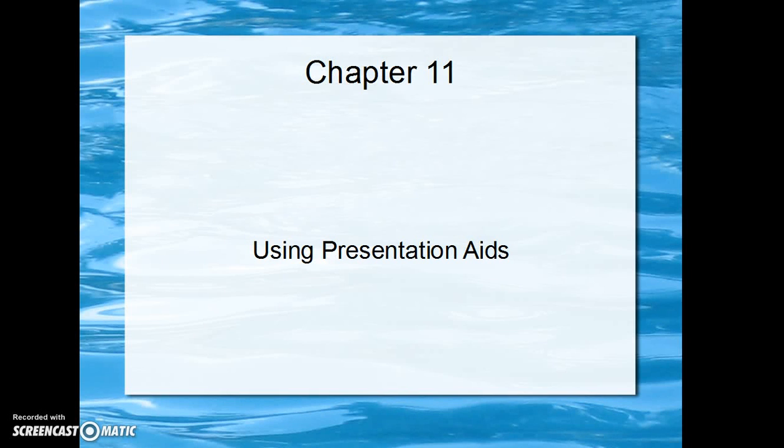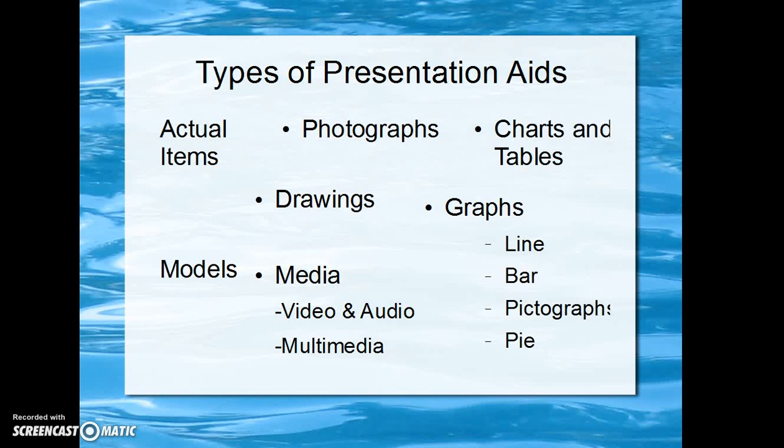The next chapter I'm going to cover is Chapter 11, which is talking about the use of presentational aids to assist in your speech. There are several different types of presentation aids. The first one is actual items, like a fairy figurine or a bottle of Febreze or a stuffed animal. Then you have models, things that represent other items, like a model of an atom or a model of a molecule or a model of the human eye.